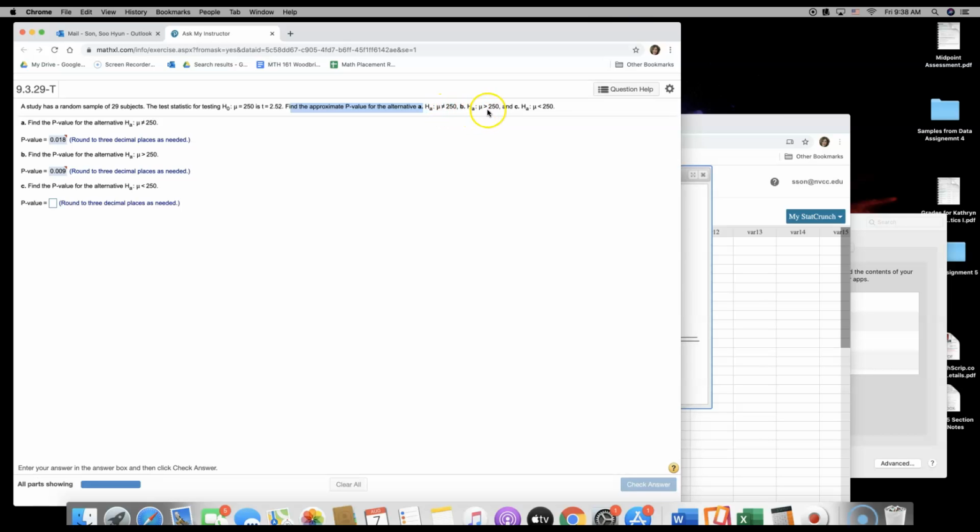B, they want you to do the right tail probability, mu is greater than 250. And the last one is mu is less than 250. So you got the first two, but then it's the last one. I'm going to talk about the last one and come back up and talk about how they got these two answers, okay?